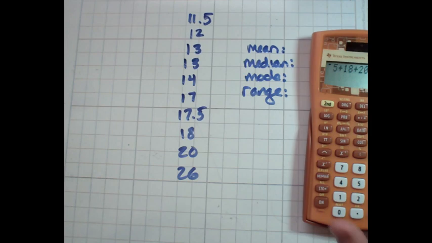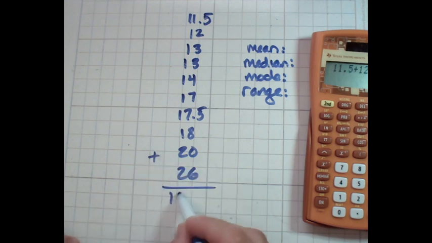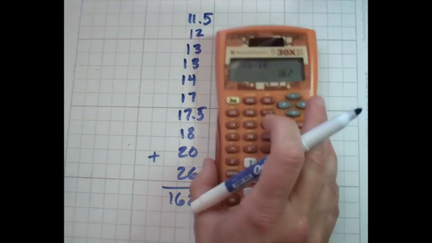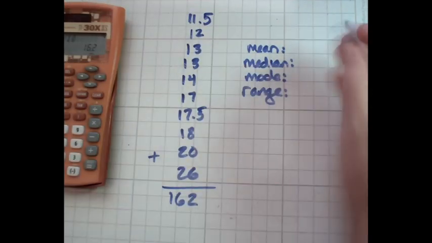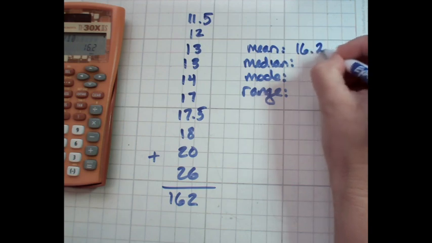So our sum is 162. So when we added all of these up, we got 162. And then we're going to divide that by 10, which we could just shift the decimal, but we'll do it anyway. So when we divide by 10, we get 16.2. So the mean is 16.2.